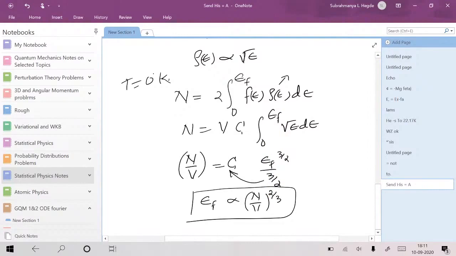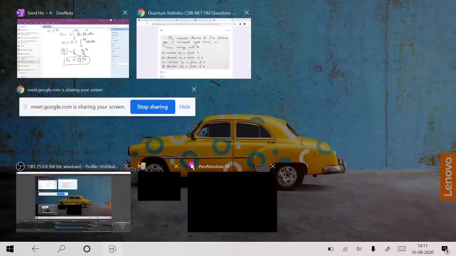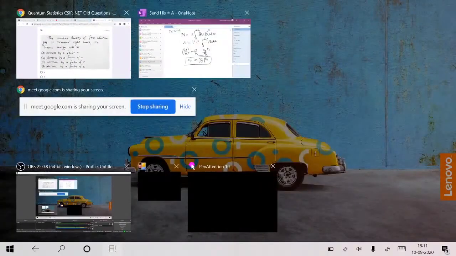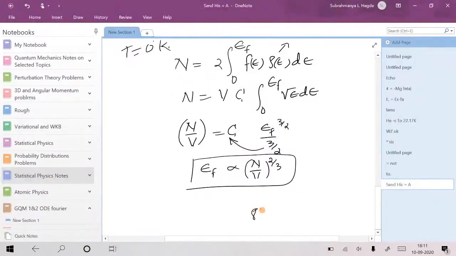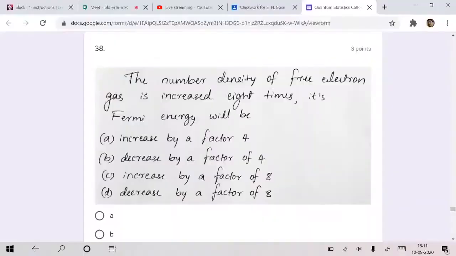Yes, sir. Now what I'm saying is, look at here. Density is increased by 8 times. Am I right? What is 8 power 2 by 3? 8 you can write as 2 cube power 2 by 3. That means 2 square, that's equal to 4. Am I right? Fermi energy will be increased by a factor of 4. Is that clear? And usually this kind of question would be a 5 marks question, and you should not miss that chance. Is that clear?